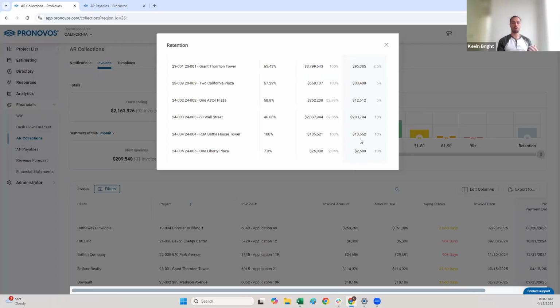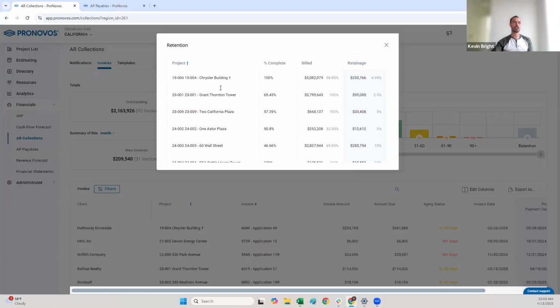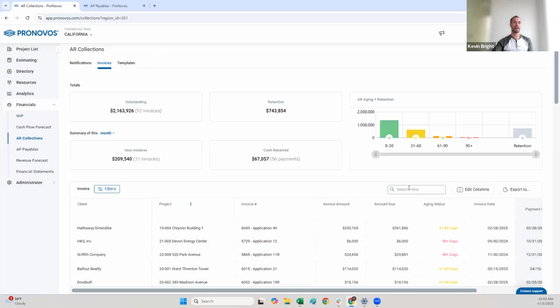This is really handy because what we see a lot of contractors do is try to negotiate terms in their contract that say, when I am 50% complete, I am able to reduce my retention to 50%. This project right here, 24003 Wall Street, is a great example. I can see I'm coming up on 50% complete, and I've still got all 10% sitting out in retention. I might want to start having those discussions with my client, saying, when we get to 50% here, we'd like to reduce the retention from 10% to 5%. So understanding the breakdown of retention on all your projects is really good.